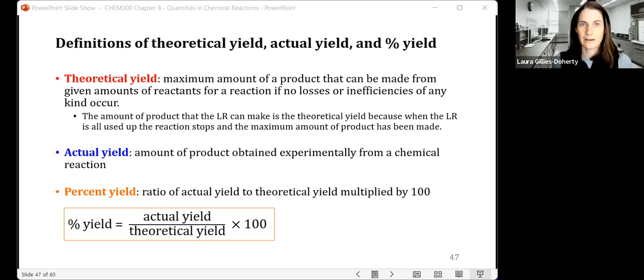But what will sometimes happen is that if your product gets contaminated or weighs more than it should at the end of the reaction, that will cause your percent yield to be over 100% because your actual yield will be more than the theoretical yield.